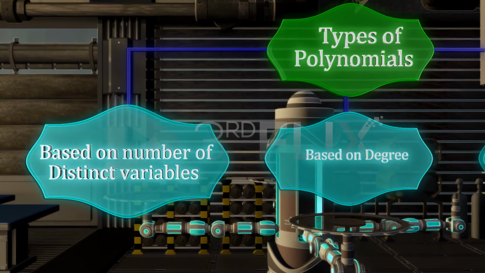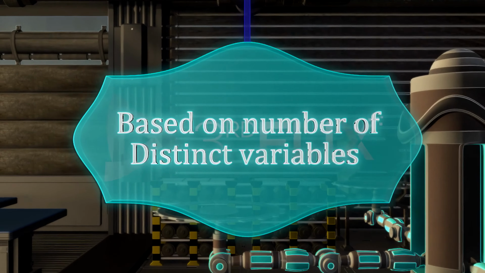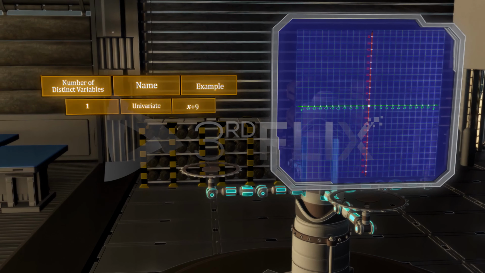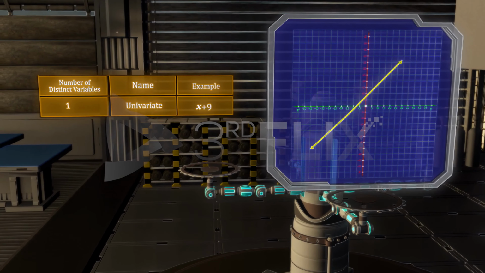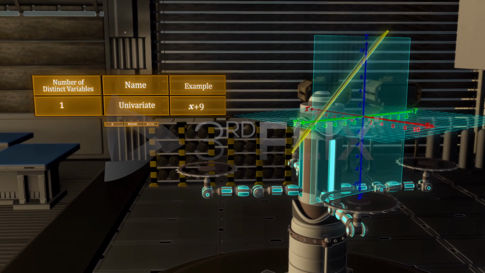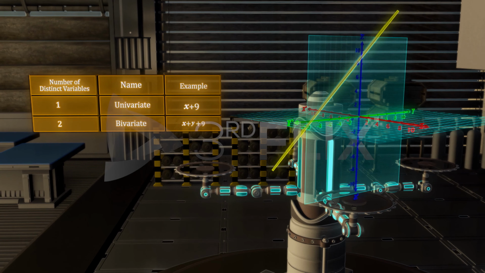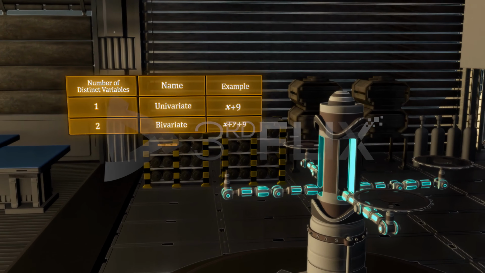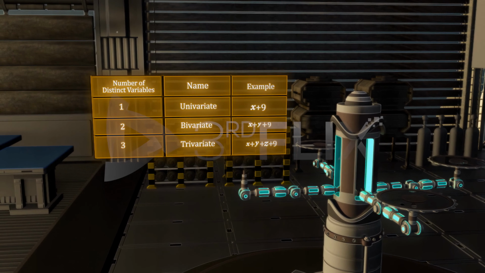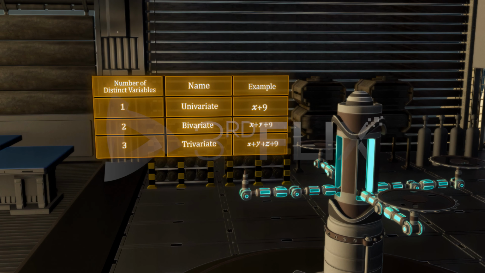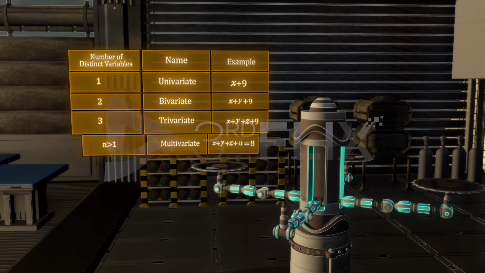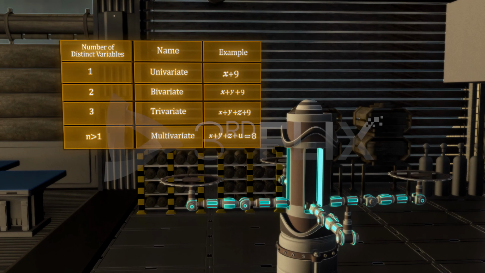Polynomials classified by number of distinct variables. One distinct variable is called univariate. Example, x plus 9. Two distinct variables is called bivariate. Example, x plus y plus 9. Three distinct variables is called trivariate. Example, x plus y plus z plus 9. Generally, a polynomial in more than one variable is called a multivariate polynomial.